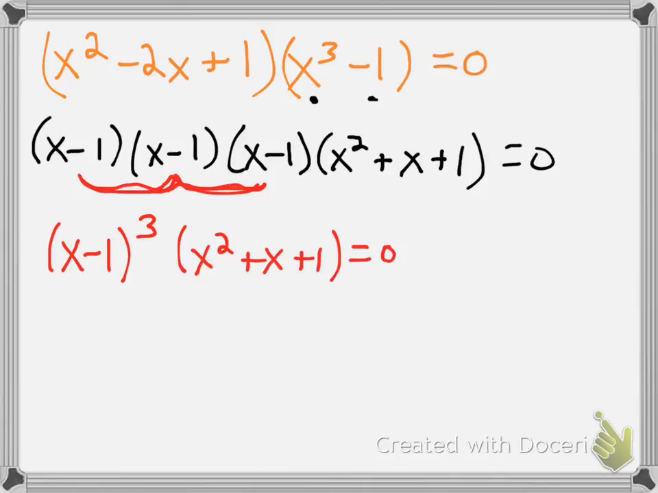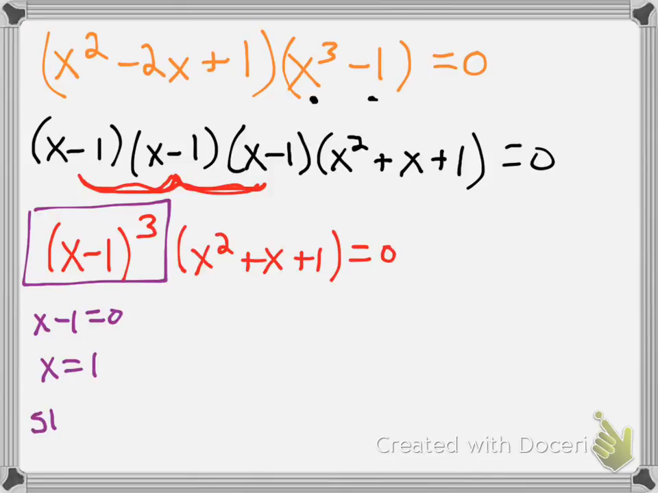1 equals 0. And so really, this factor right here, this x minus 1 cubed, that means it has a multiplicity of 3. And so if I set that equal to 0, x minus 1 equals 0, I get x equals 1. I know that my graph is going to slide across the x-axis at 1. And it accounts for 3 zeros.